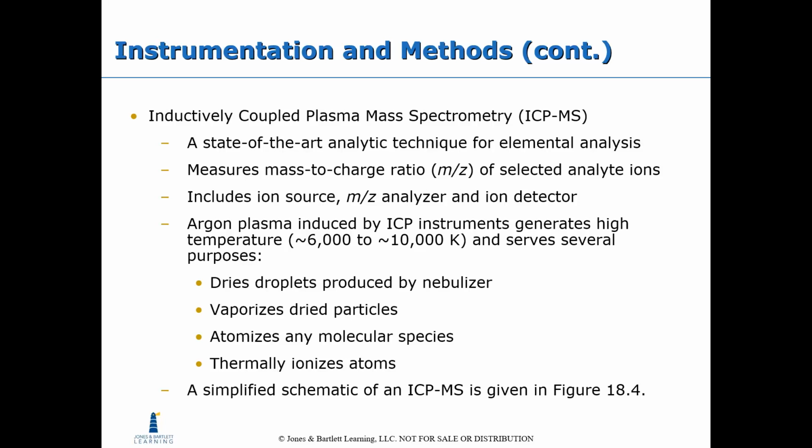Inductively coupled plasma mass spectrometry, a state-of-the-art analytical technique for elemental analysis. Measures mass-to-charge ratio of selected analyte ions. Includes ion source, m/z analyzer, and ion detector. Argon plasma is introduced by ICP instruments, generates high temperature, about 6,000 to 10,000 Kelvin, and serves several purposes. It dries droplets produced by the nebulizer, vaporizes dried particles, atomizes any molecular species, thermally ionizes atoms, and a simplified schematic is given in figure 18.4.